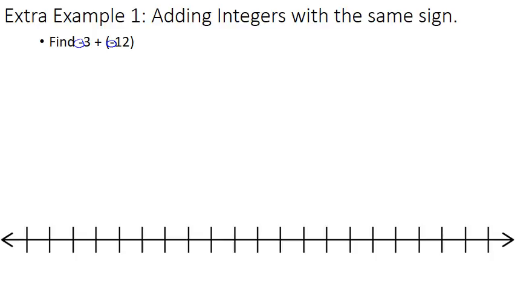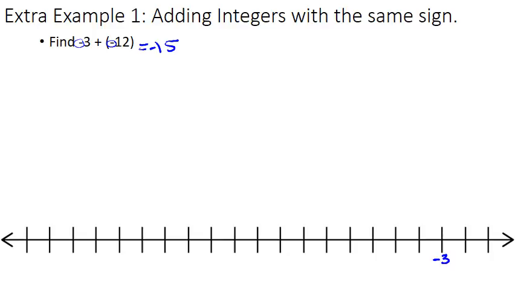Well, 3 plus 12 is equal to 15. But again, remembering that these were negative numbers, we know that it has to add up to negative 15. Now we can come down and check this on our number line. So let's start right here. Let's say this is negative 3.